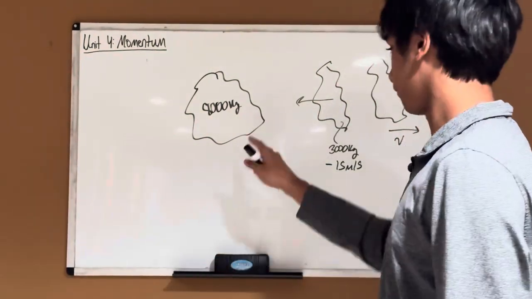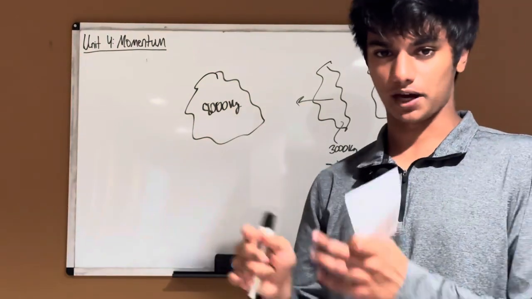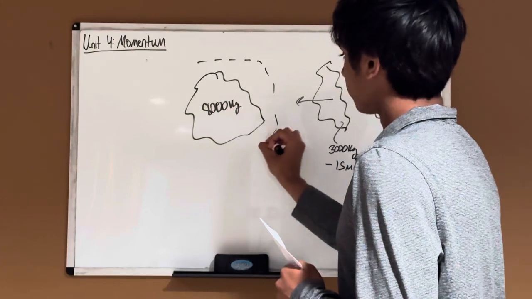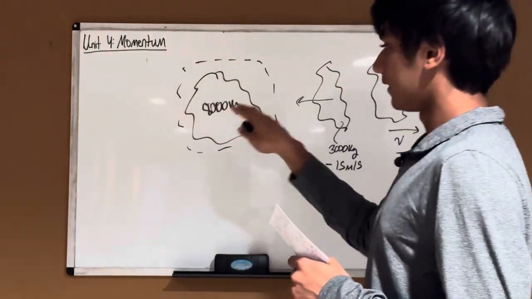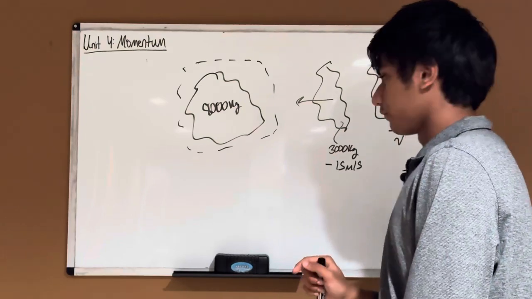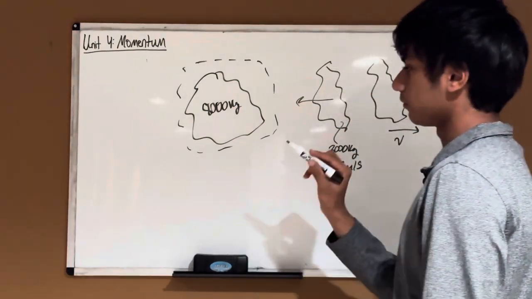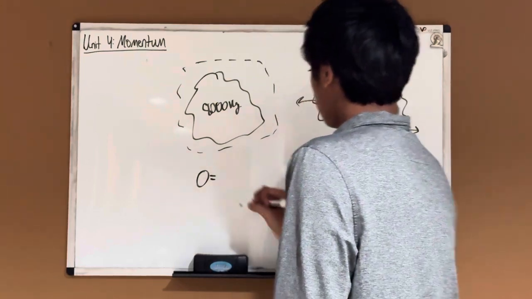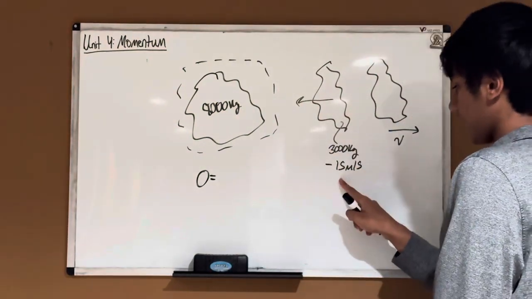Even though there is a force being applied, the force of the bomb blowing up, that force is internal to the system. If we draw the system, the force is acting within the system, and therefore momentum is conserved. So our initial momentum is 0 because it's stationary. Final momentum is equal to 3,000 times negative 15.